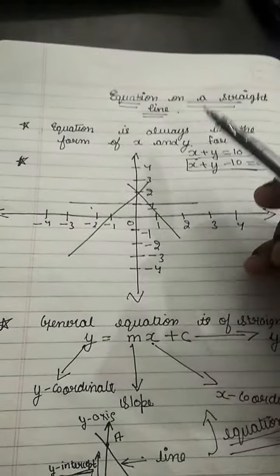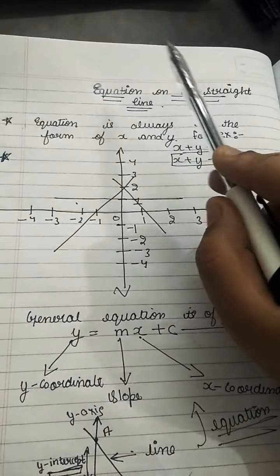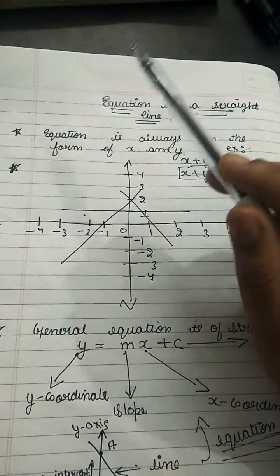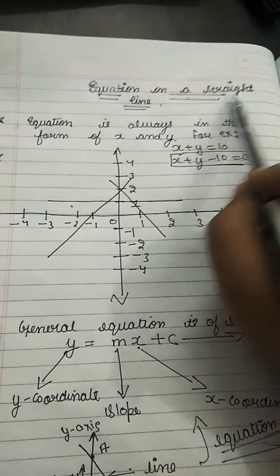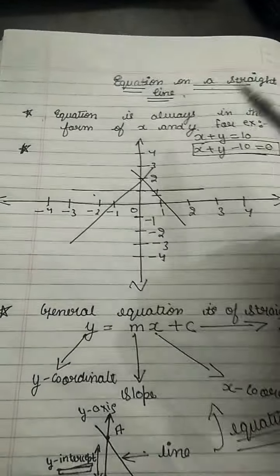So the topic which we are going to discuss is a very simple topic. The topic's name is the equation of a straight line. It's a mathematics topic, as you all know.